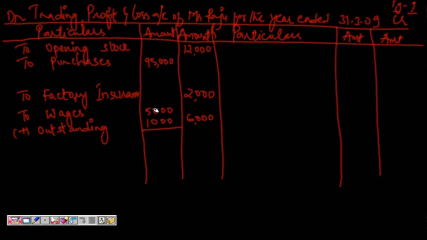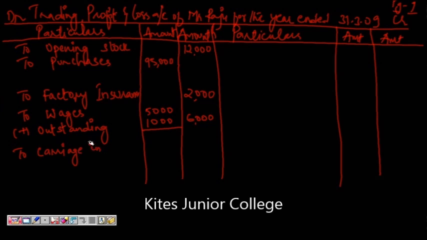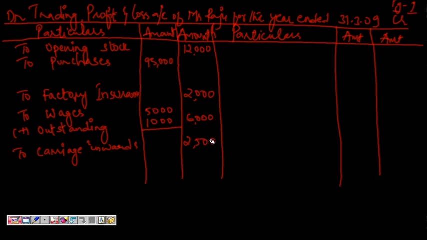After purchases, next one is carriage inward. So carriage inward is also a factory related expense, because carriage inward is a transport cost which is incurred for getting raw material. Since it is not a final product, since it is a raw material, the expenditure is related to the factory only. So any expenses related to the factory will be posted in the trading account, right? So the value of carriage inward is 2,500. To carriage inwards 2,500.